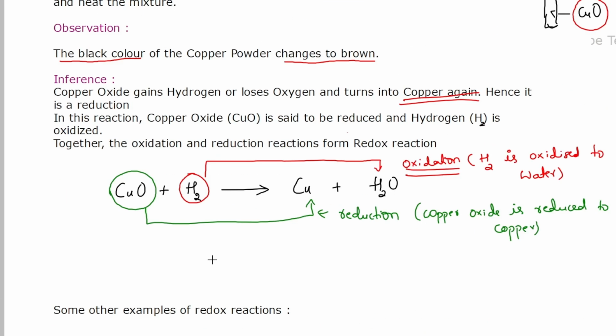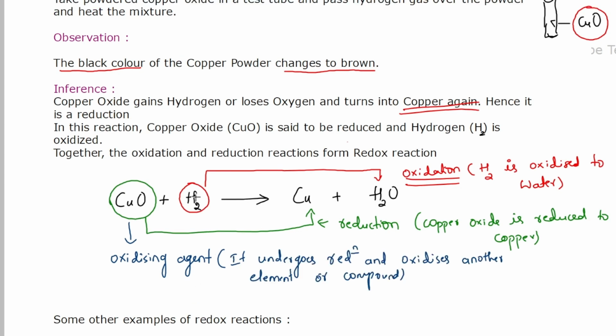And here you have to note one more point. This copper oxide has undergone reduction. It itself has undergone reduction and helped in the oxidation of hydrogen because it has provided oxygen to this hydrogen. So it is called an oxidizing agent. What do we mean by oxidizing agent? It will help in the oxidation of another reactant by itself undergoing reduction.